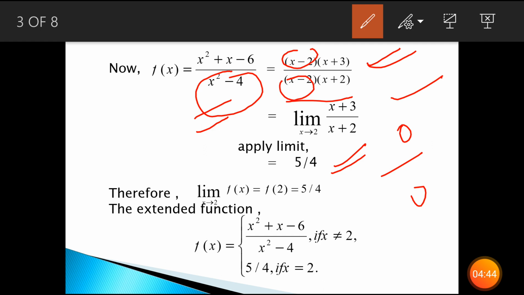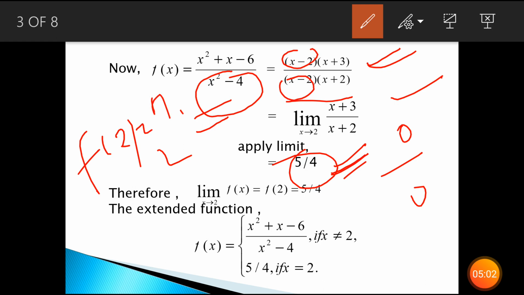It means after solving, if we are putting 2, then we are getting the value 5 by 4. Okay, so this is what we got. We got 5 by 4. Now what is the meaning of that? It means now after solving, f(2) becomes 5 by 4.